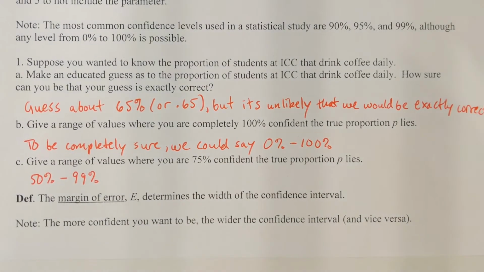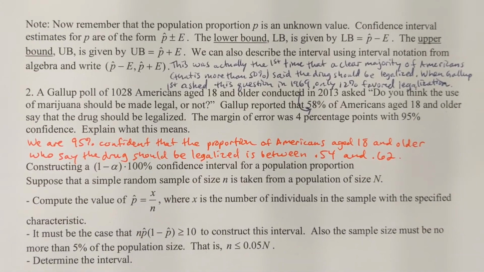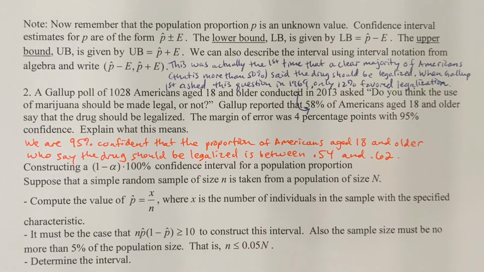Let's go to the next page here. And there's a note. Now remember that the population proportion P is an unknown value. Okay, in every single one of these problems, we do not know the value of P. We're trying to figure out where that's located, though. Okay, confidence interval estimates for P are of the form P hat plus or minus E.